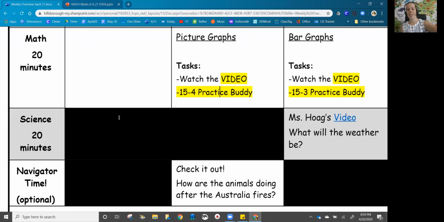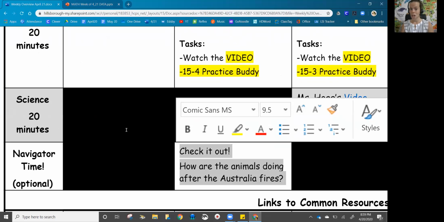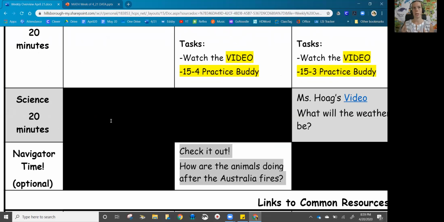I have something fun for you. Now, I saw something on the news where it talked about the animals after the fires in Australia that just destroyed their habitats. So check it out. Go find out, how are these animals doing? Because I heard some good news.